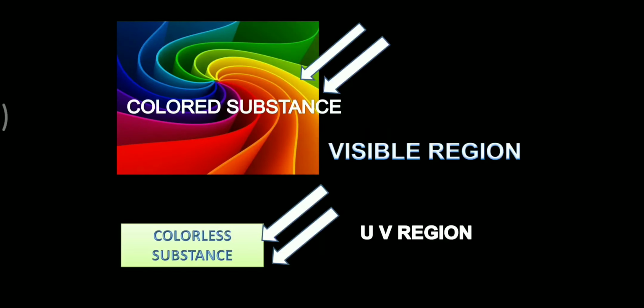So to study colored substance we need wavelength from visible region, and to study colorless substance we need wavelength from UV region. Or you can differentiate like this: to study colored substance we are using colorimetry, and to study colorless substance we can use spectrophotometry.